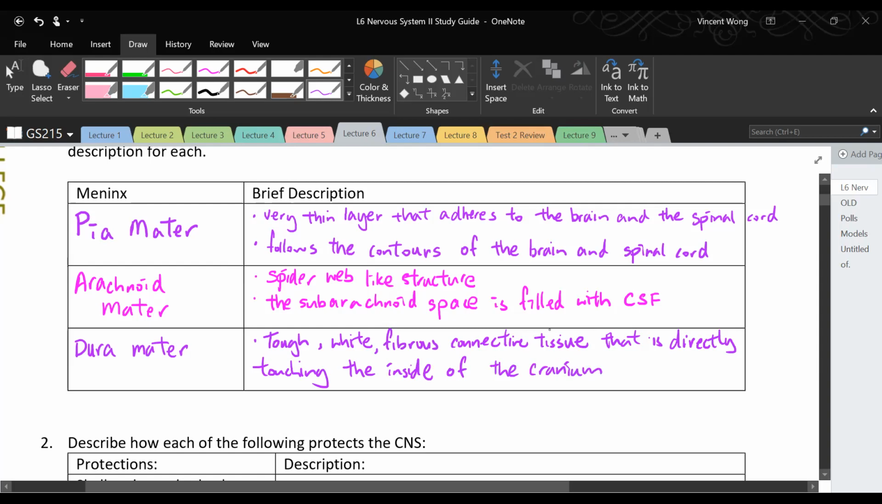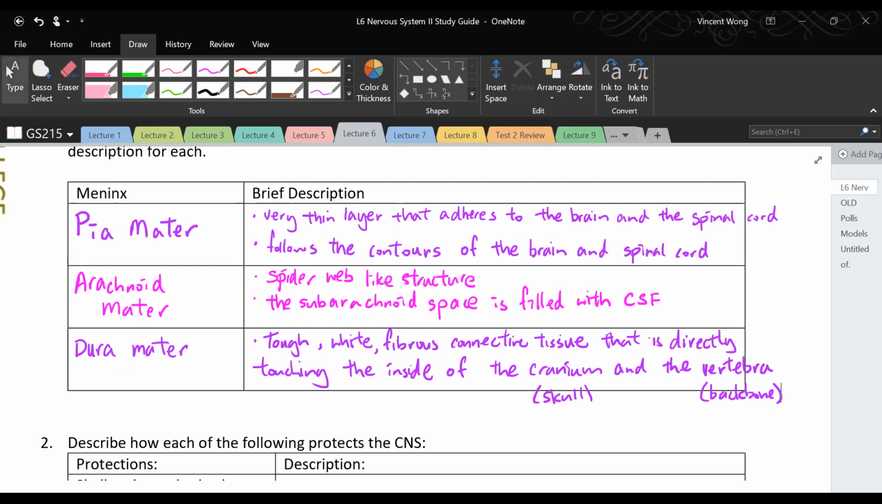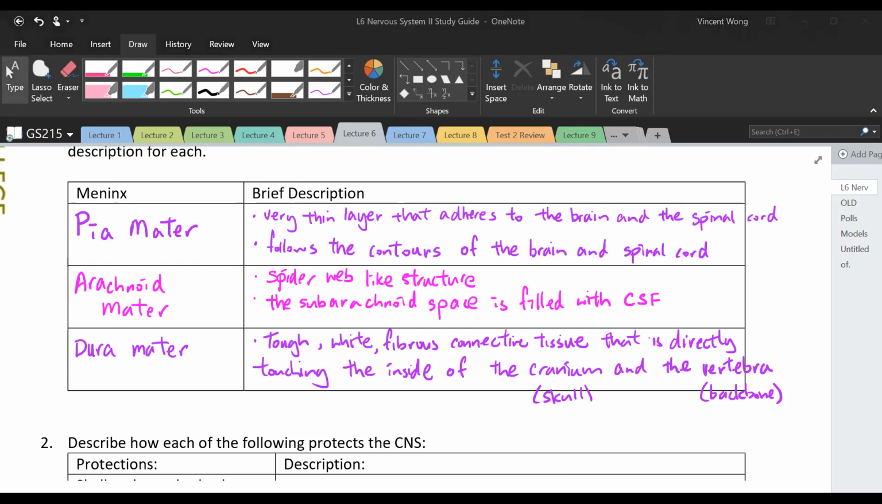Okay, cranium is just a fancy word for skull, right? Okay. And the backbone. So the fancy word for backbone is vertebra. Okay, backbone. So if you open up the skull, you will see the dura mater immediately. Okay, so those are the 3 layers of the meninges.